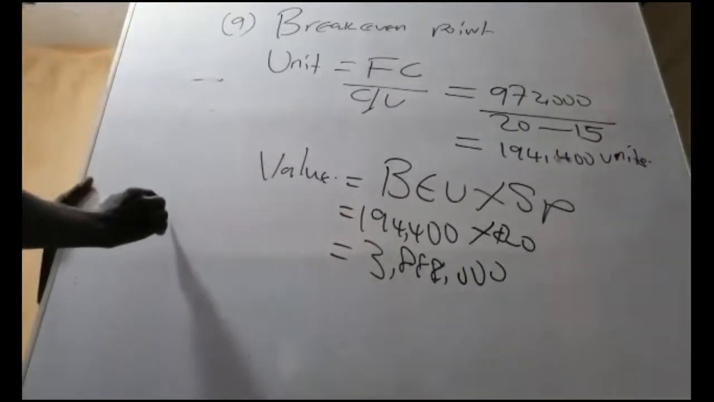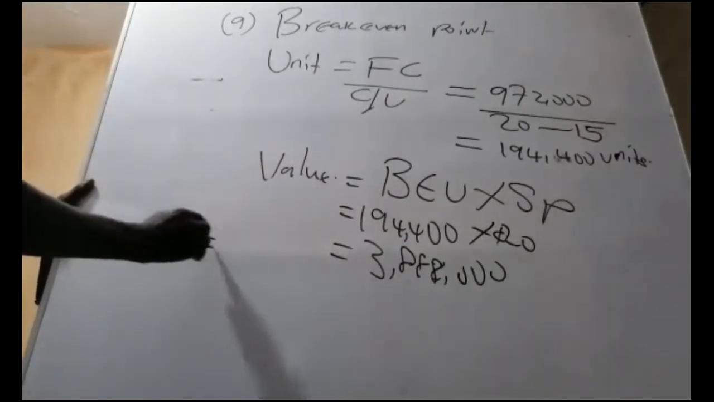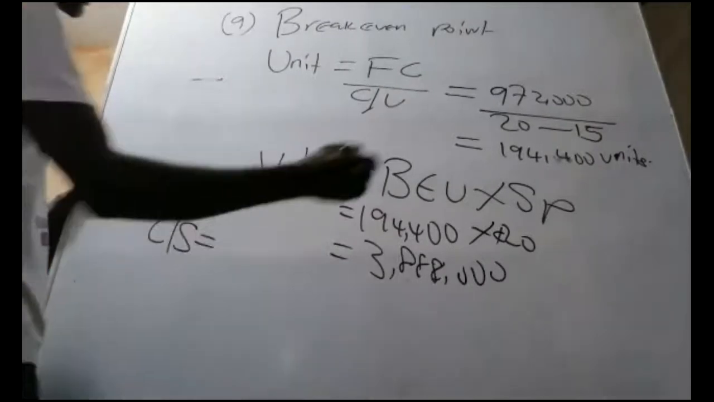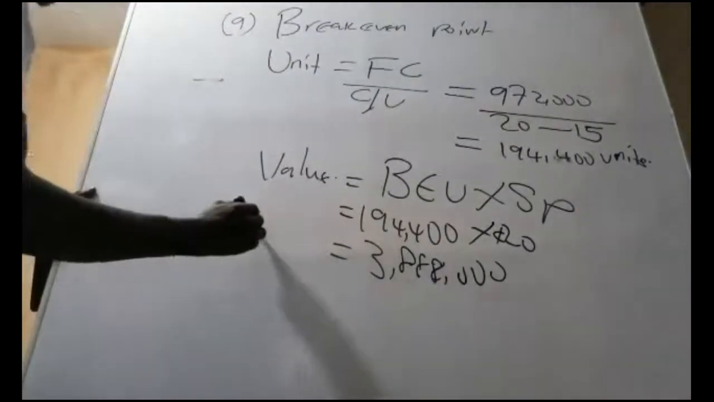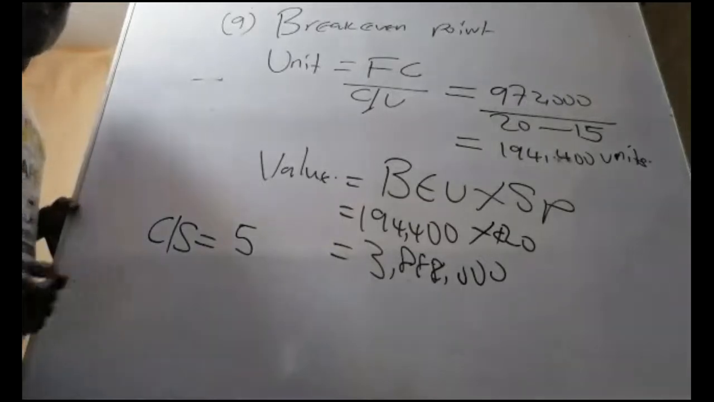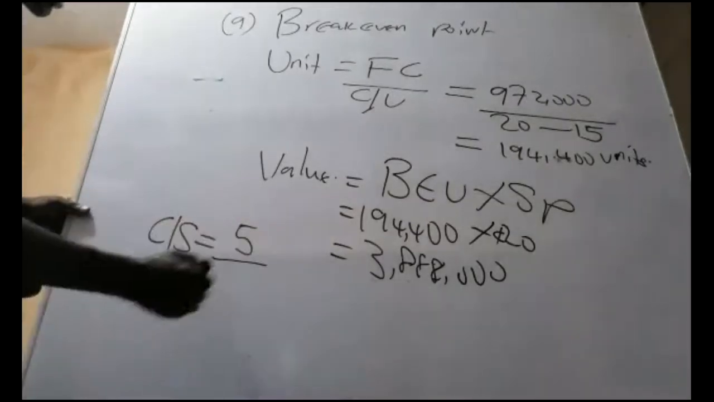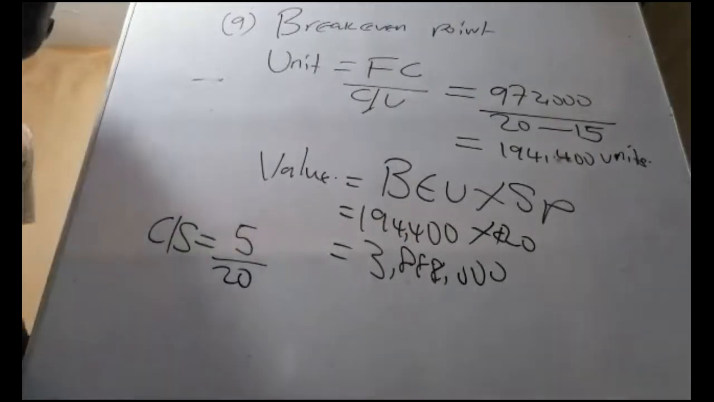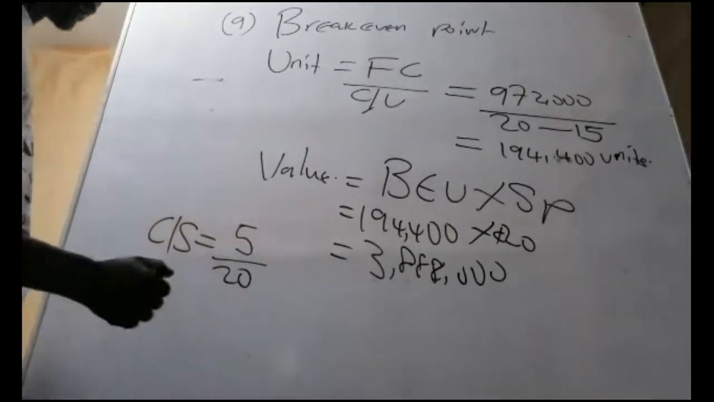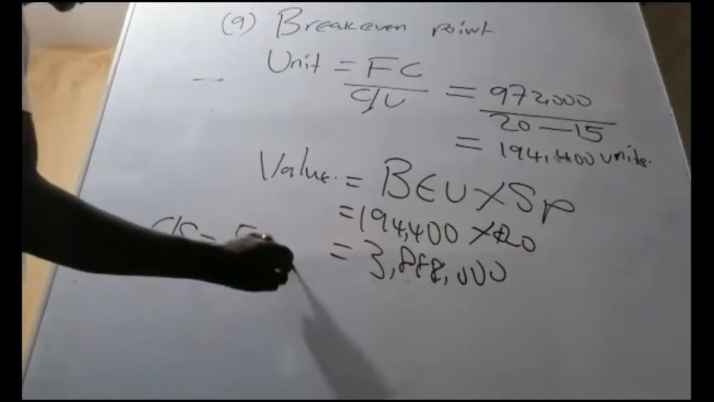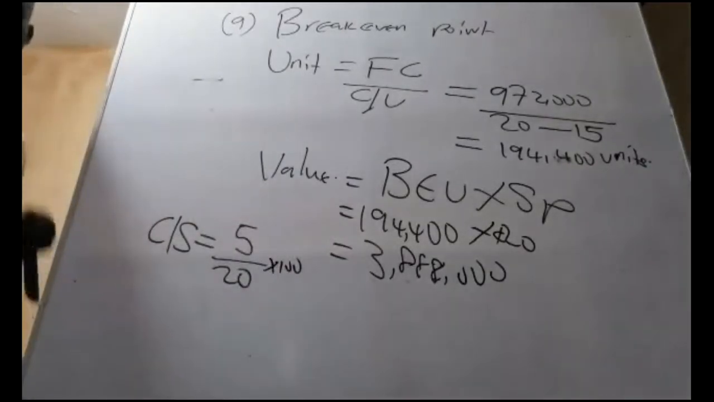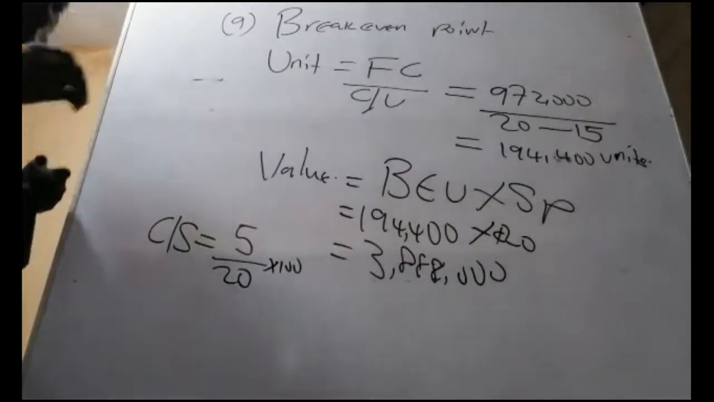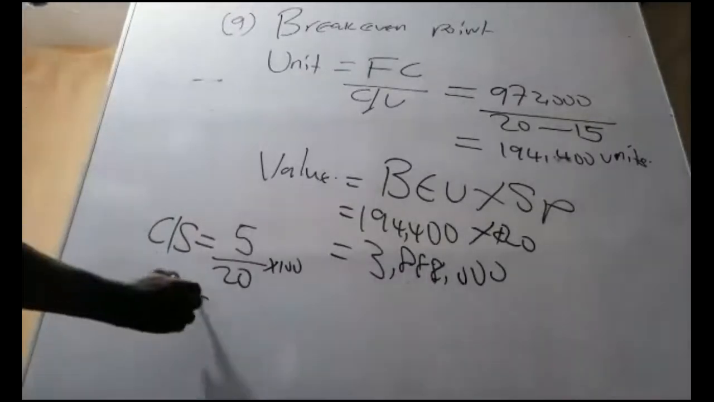If you want to compute the CS ratio, it is equal to the contribution, which is the answer for this: 5 Ghana cedis, that's the contribution, all divided by sales revenue of what? 20. That's the CS ratio. So that will give us times 100. So the CS ratio will be what? Good, 25%.